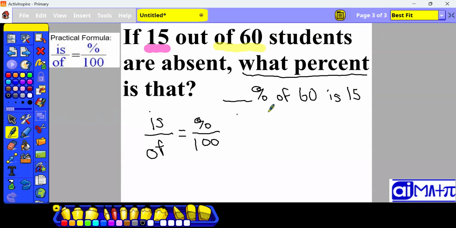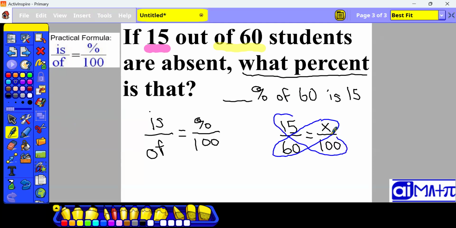So what is my is number? My is number here is 15. I'll write that first. My of number says of 60 should go here. That will be equal to some percent. Well, what is the percent in the problem? I don't know it, so I'm going to put a variable in its place. And the 100 will always be the same in the formula. And all I have to do here is cross multiply. I'm going to multiply 60 times x, and that will be equivalent to 15 times 100.